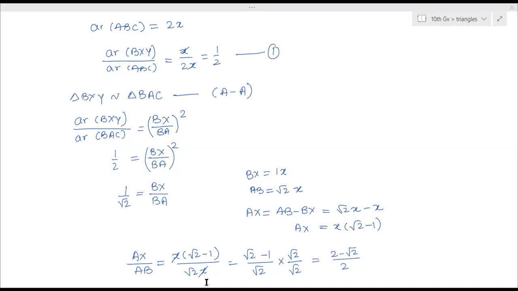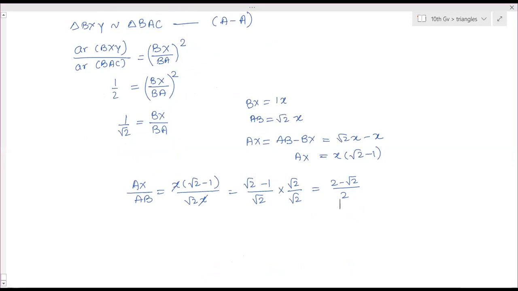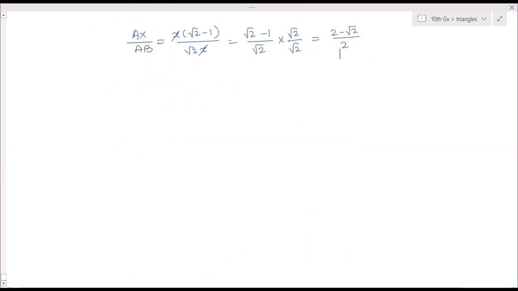Ma'am, next question. Next question, yes, question 16 of RD. D is the midpoint of BC of triangle ABC. AD is bisected at point E. BE produced cuts AC at point X. Prove that BE is to EX is 3 to 1.